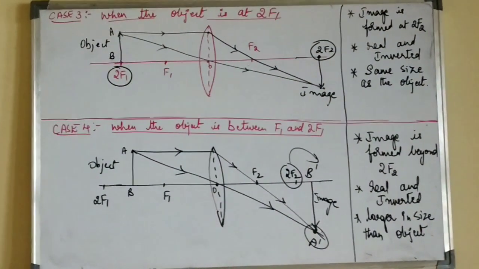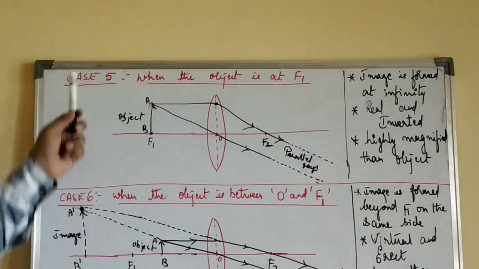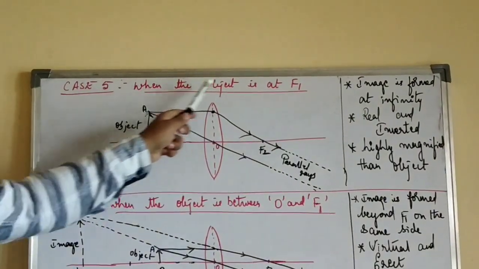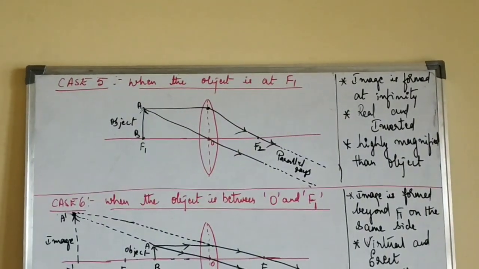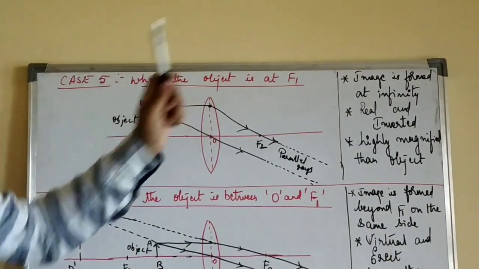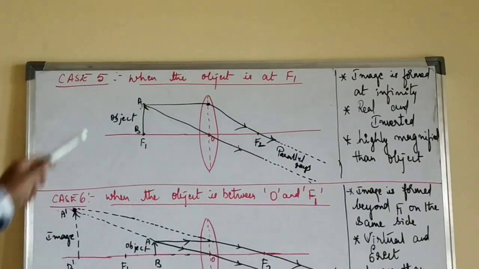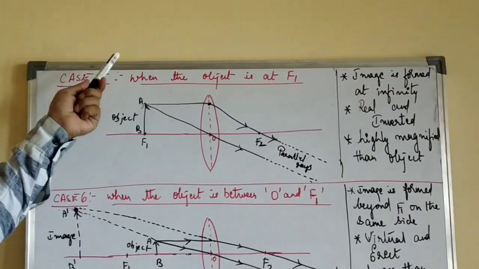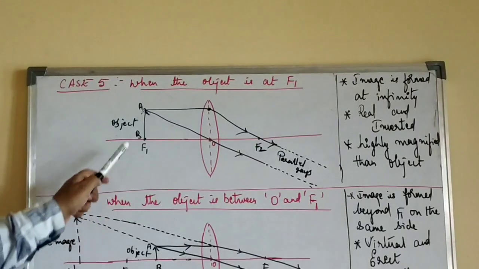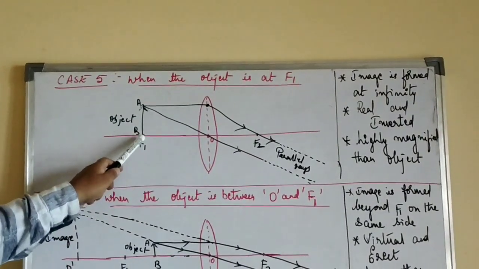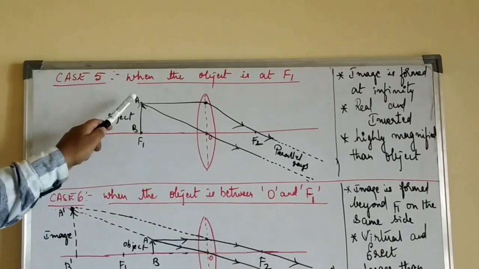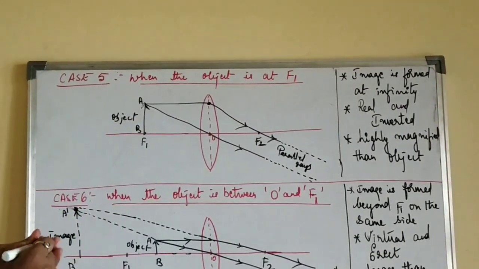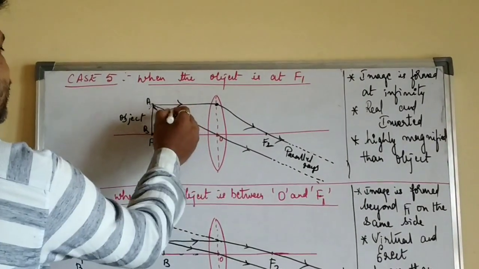Now, let us move on to case 5. Okay? When the object is at F1, first principal focus. Now, when the object is at F1, what happens? Case 5 is just the opposite of case 1. Right? Now, see here. At the first principal focus, you have the object AB. Now, again, you have to take the two incident rays.